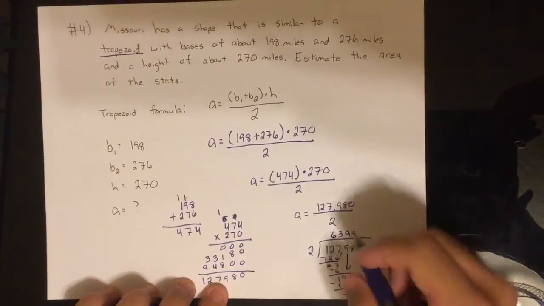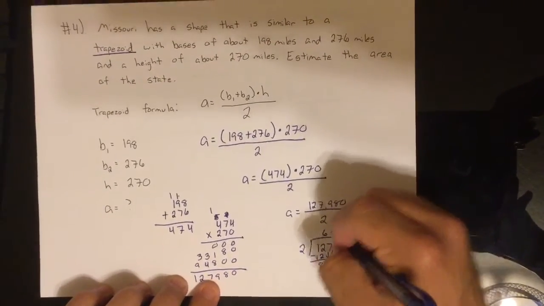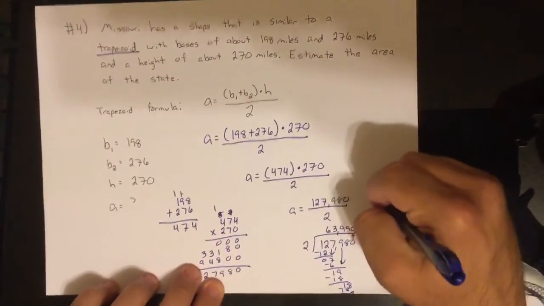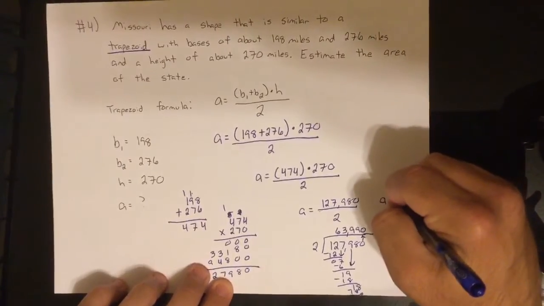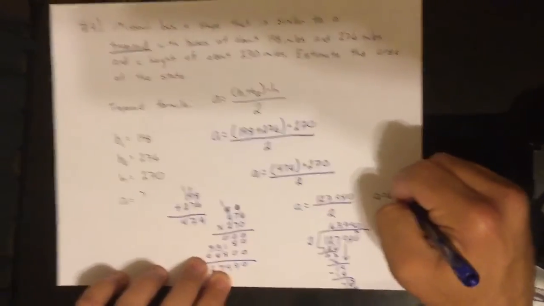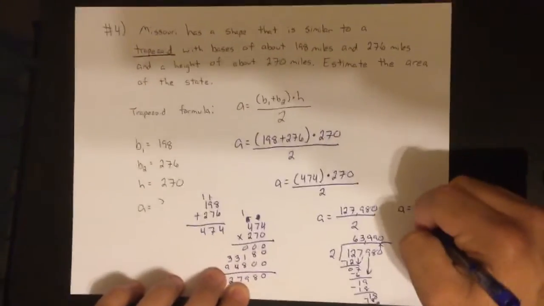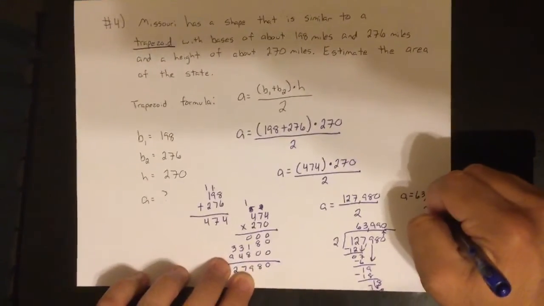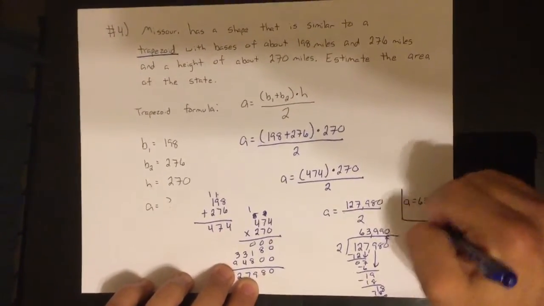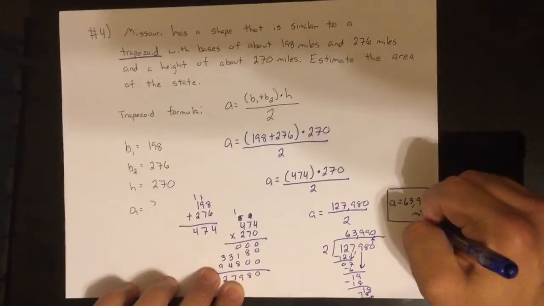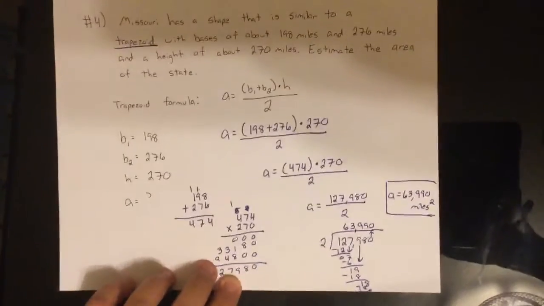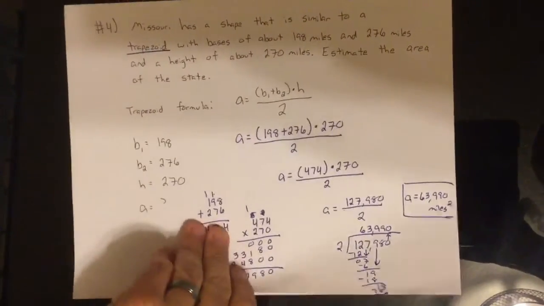But remember, this extra 0 now has to go up. So the final answer is the area is equal to 63,990 miles squared. So yes, there's a few extra steps on the trapezoid, but that's what you got, guys. That is the formula.